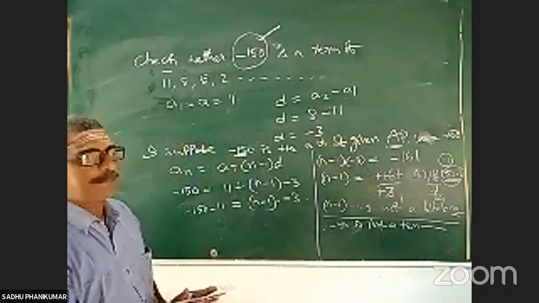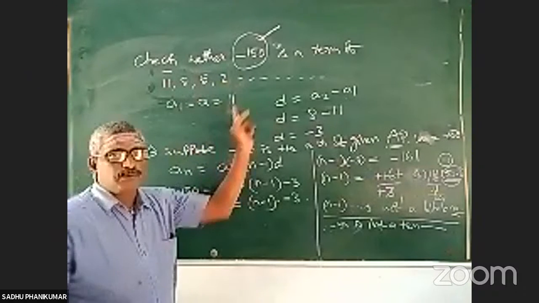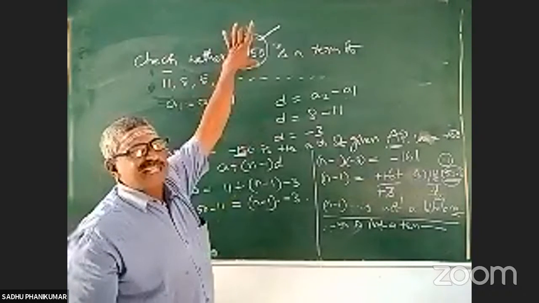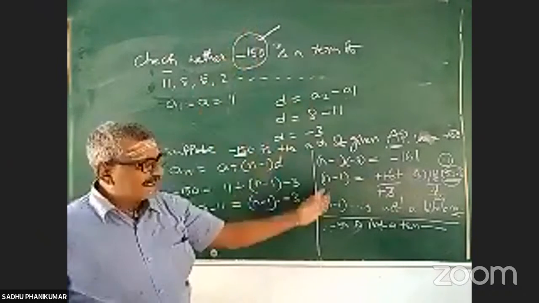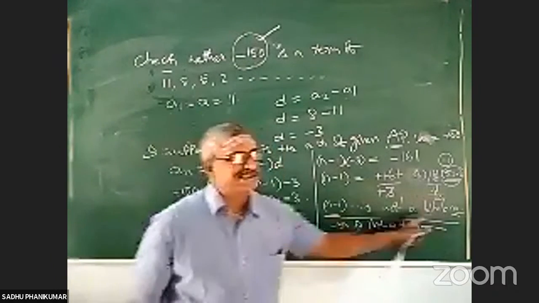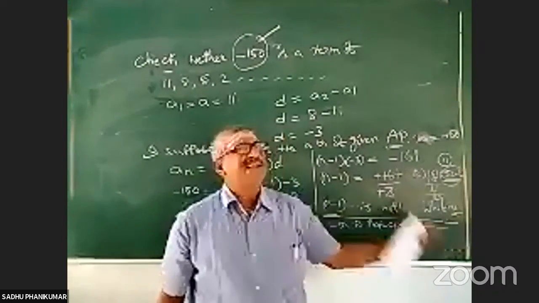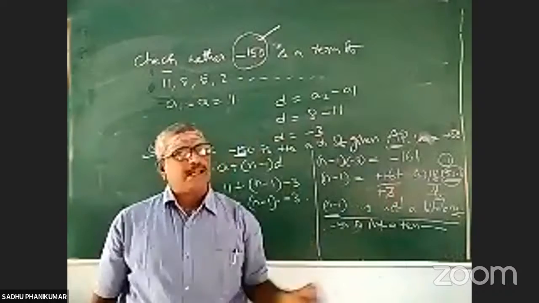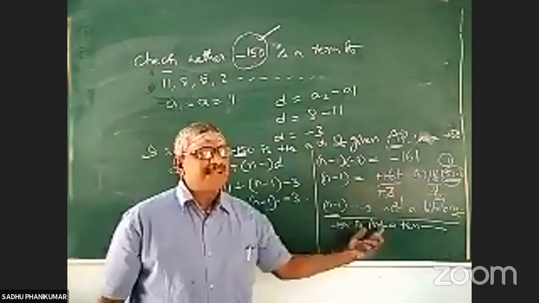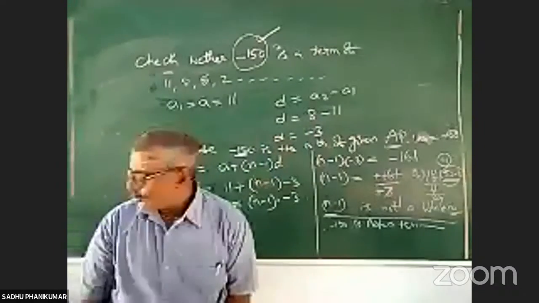Here, first of all, we have taken the A value. After that, we have to find the D value. Then we suppose this is the nth term. Now, substituting in this one, we got the n value that is not a whole number. So n is not a whole number. That's why the number of the term may not be a fraction. That's why minus 150 is not a term of the given AP. This type of problem we can also do.